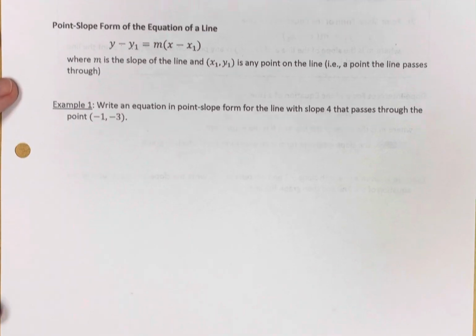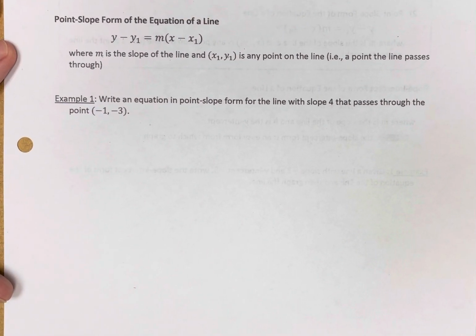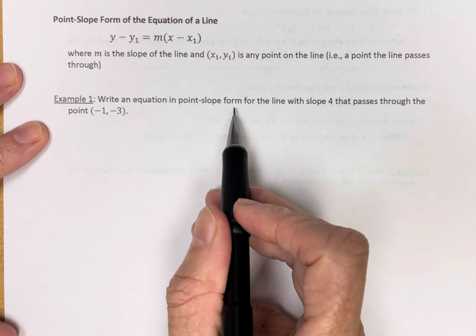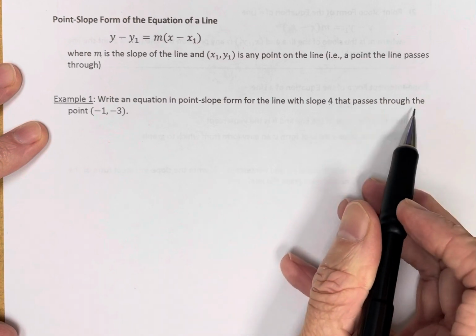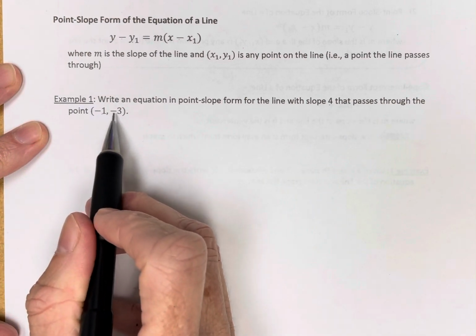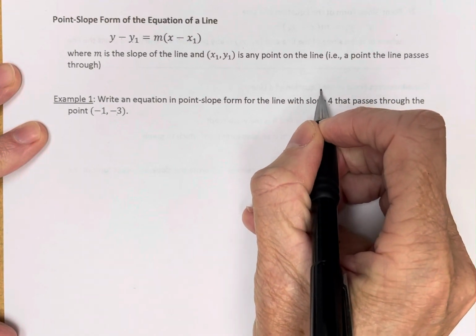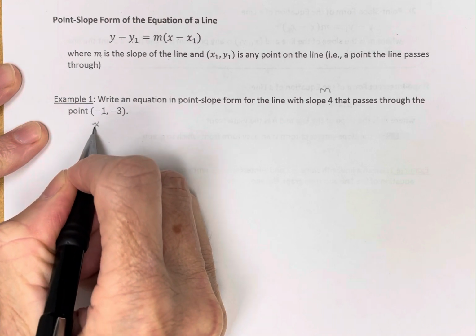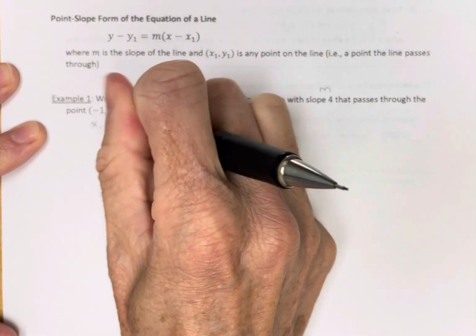Let's do an example. Take a look. Let me make sure I can see that formula. Write an equation in point-slope form for the line with slope 4 that passes through the point (-1, -3). So here's my slope. That's my m. Here's my point that we've chosen. This is the x1 and the y1.